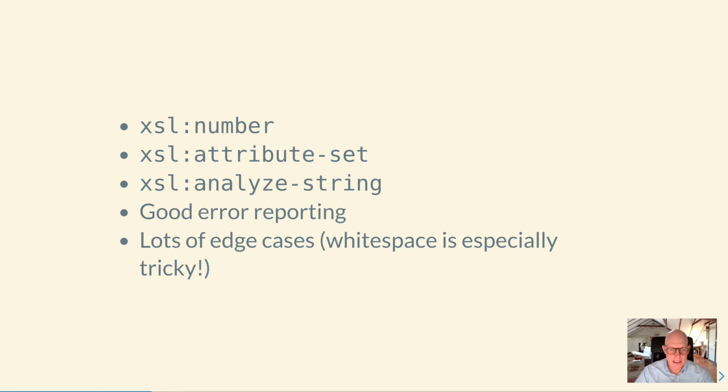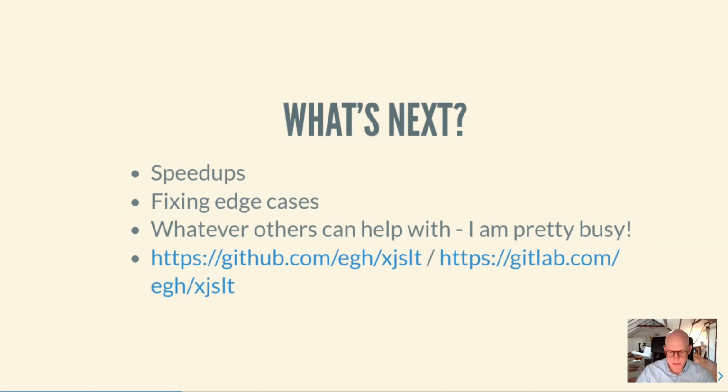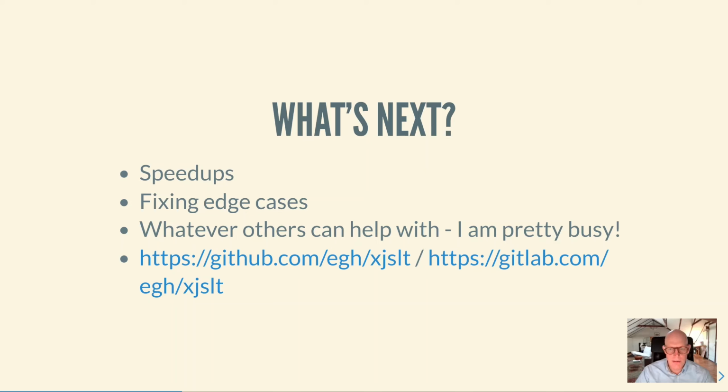And lots of edge cases. Whitespace and namespaces are tricky, and there are some bugs or improper implementations of some of the algorithms for output in XJSLT at the moment. So what do I want to work on next?